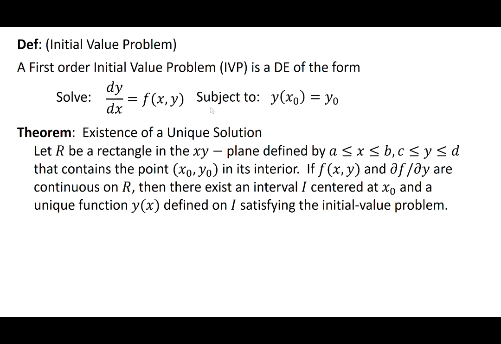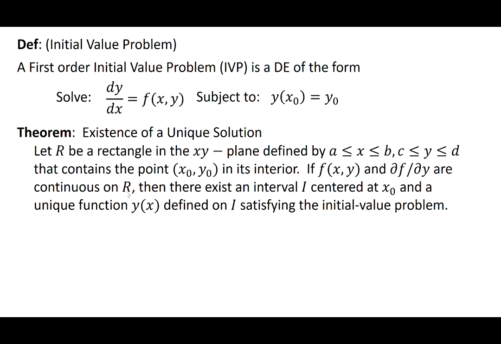Now, this point x sub 0, y sub 0, where did it come from? It came from that initial condition, x equals x sub 0 and y equals y sub 0. Let's say that point x sub 0, y sub 0 is inside of this rectangle. Alright? And if f of x y, which is the right-hand side of the differential equation, and also partial f with respect to y are continuous on this rectangle, okay, that means there are no jump discontinuities or infinite discontinuities, things like that, or removable discontinuities.